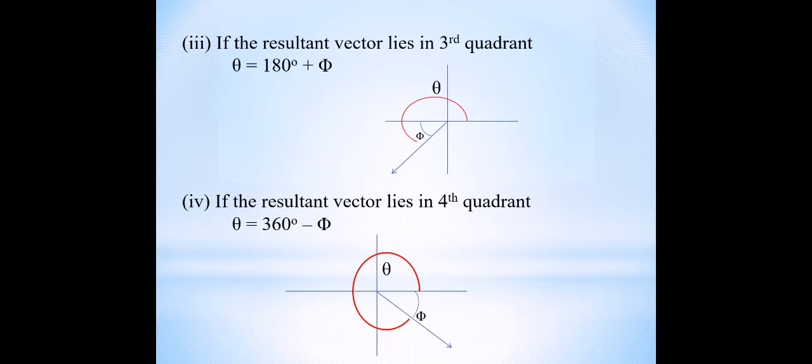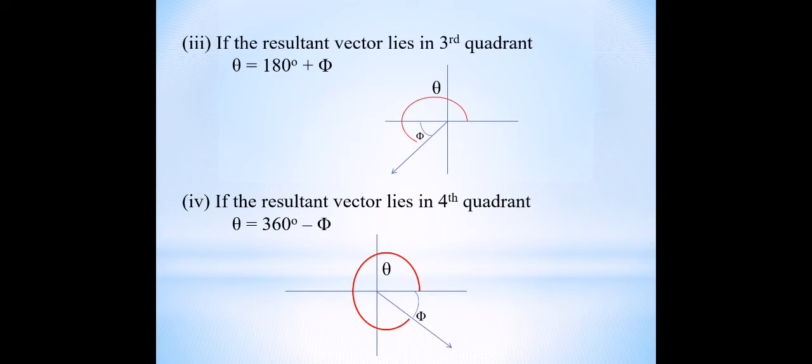Number 3, if the resultant vector lies in the third quadrant, here you can see the resultant vector is present in the third quadrant. In the third quadrant the x-axis is the negative x-axis and its angle with our vector is phi, and the angle theta is the angle of our vector with the positive x-axis, which is shown with a red curve. Here we can easily see that theta is equal to 180 degrees, which is the straight line of the x-axis, plus phi. So 180 plus phi will be the value of theta if the vector is lying in the third quadrant.